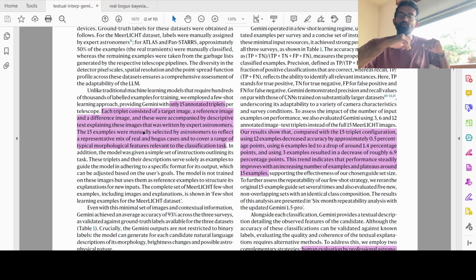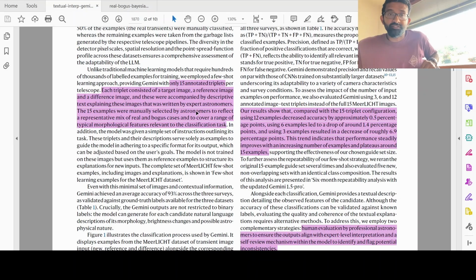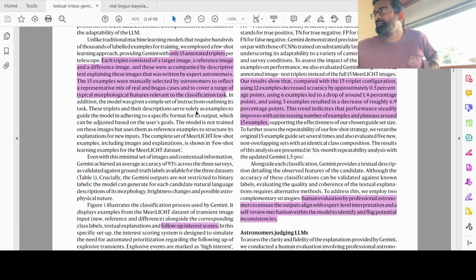And these are easy to do in a foundation model because they already have this capability to handle different modalities of data. The descriptions were written by expert astronomers. So these are not some textual descriptions generated by high schoolers. Okay, these are proper text descriptions generated by professional astronomers. 15 examples were manually selected so that they cover a various diaspora of transients, including fake events.